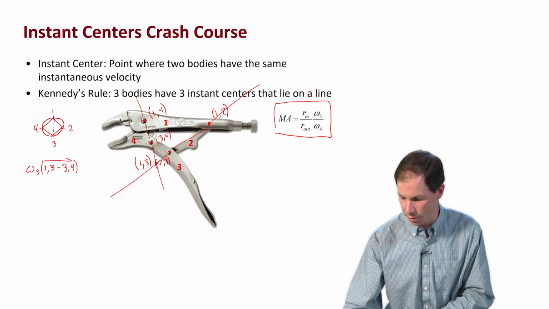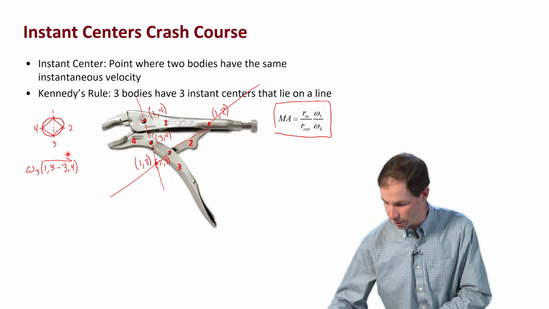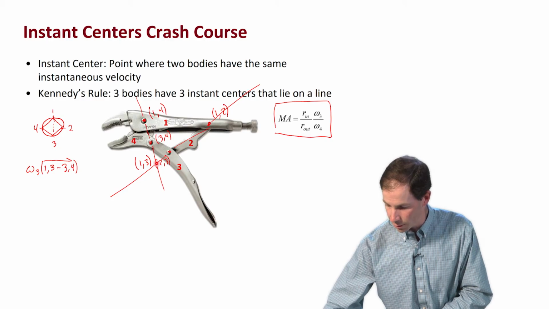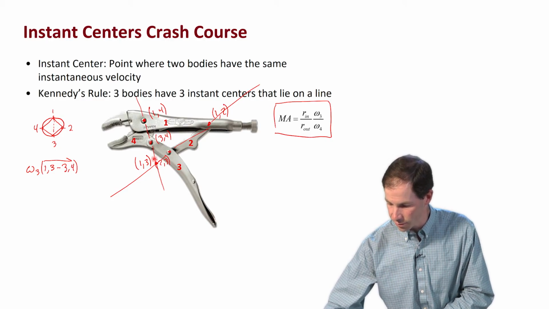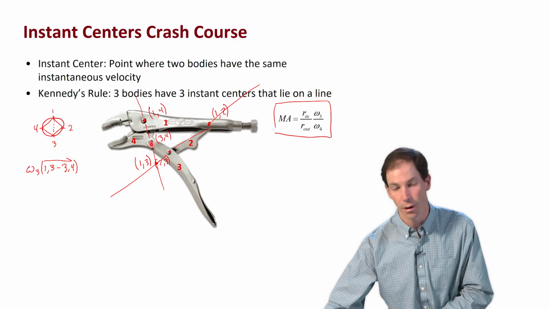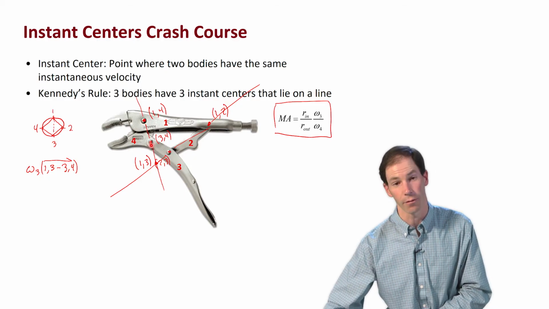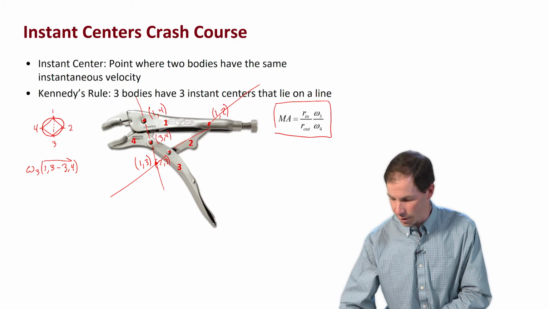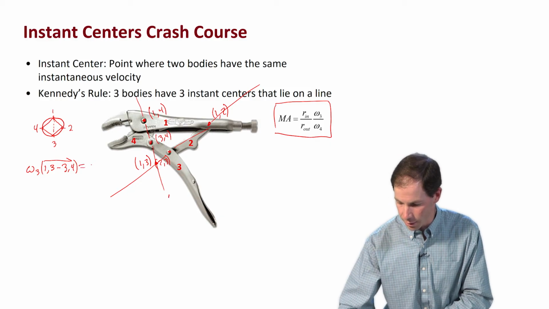So what I'm looking at is the distance from 1, 3, this instance center that I just found, to instance center 3, 4, this distance right here. I'm multiplying that by the angular velocity of link 3. And then I can say that that is equal to the angular velocity of link 4 times the distance from its instance center with respect to ground, 1, 4, to that same common instance center, 3, 4.